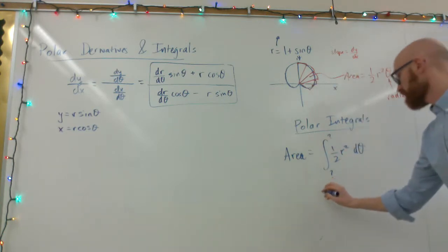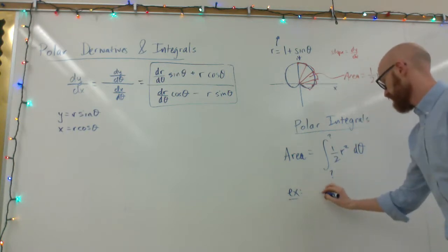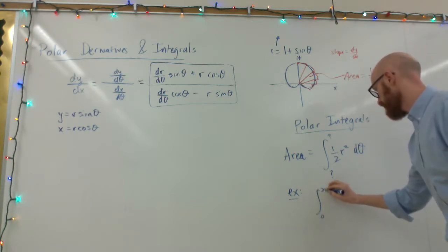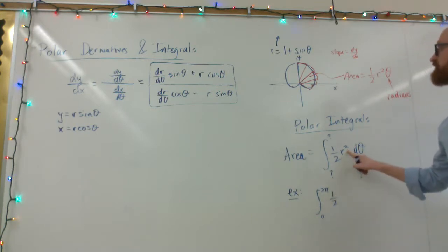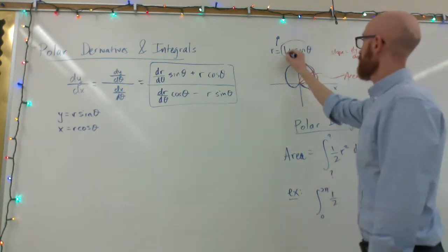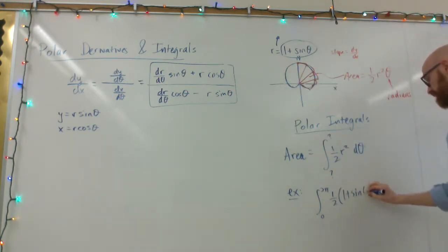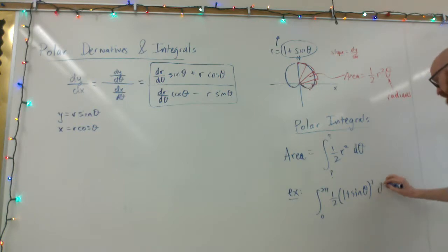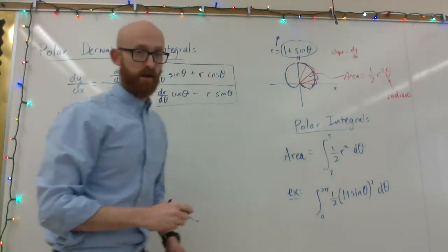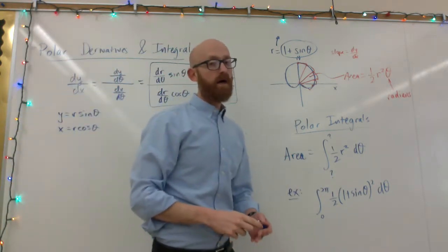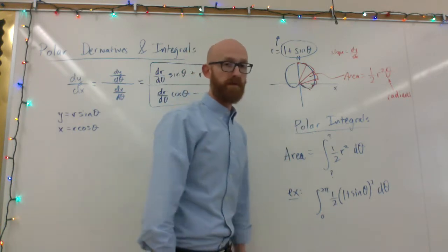So for this object, if we wanted to, in the example, calculate the area, it's just the integral from 0 to 2 pi of 1/2 r squared. Now r is not just a simple expression, it's 1 plus sine. So 1 plus sine, all of that expression squared, and then you integrate with respect to theta. This integral is not extremely easy. I'm not going to do it now because the focus here is how do you set a polar integral.